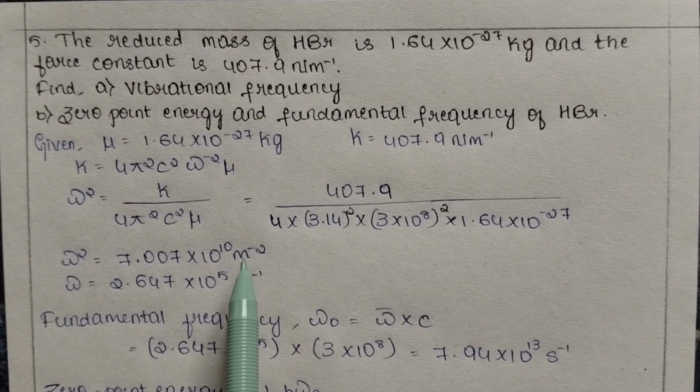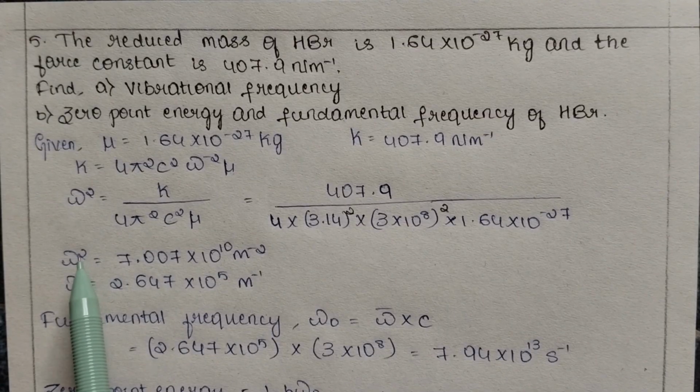And here it is given as a square, so we need only the value of omega. Thereby taking the square root of this value, we'll get 2.647 × 10^5 meter inverse. And we also need to calculate the fundamental frequency, which is given by the formula omega naught is equal to omega dash into c, which is nothing but 2.647 × 10^5 into the speed of light c, which is 3 × 10^8, which gives us the value of 7.94 × 10^13 per second.